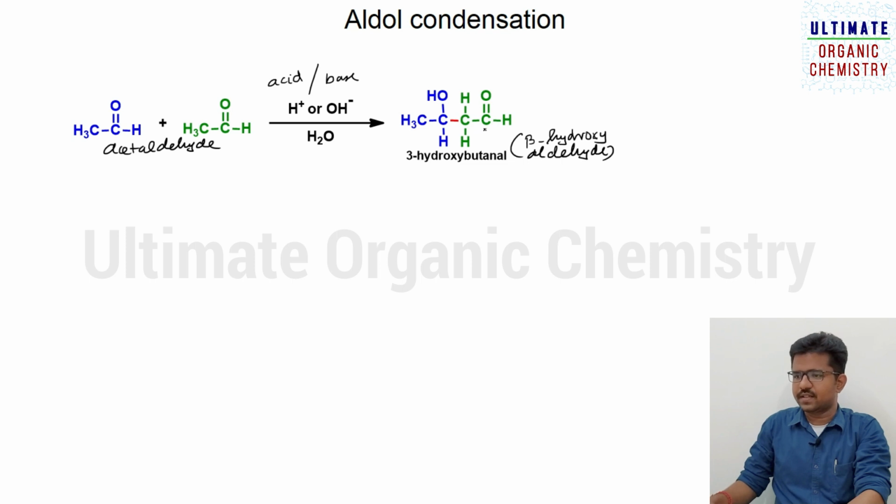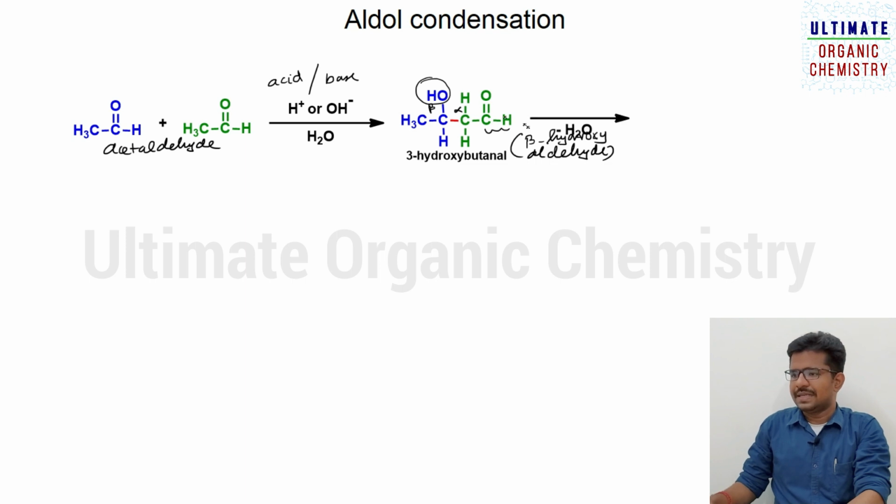For example, this is the functional group, and the carbon next to the functional group is called alpha, and after alpha it is called beta. So you have a hydroxy group at the beta position, so beta hydroxy aldehyde is the first initially formed product.